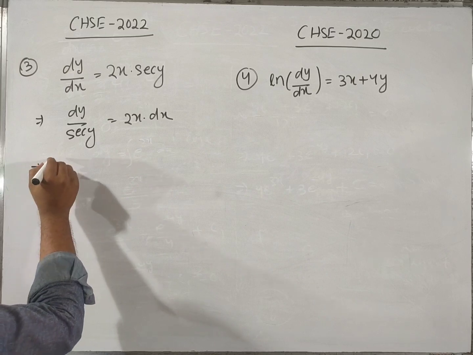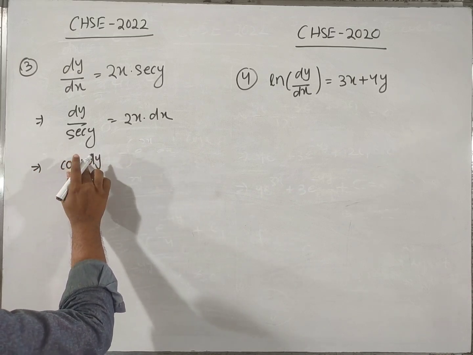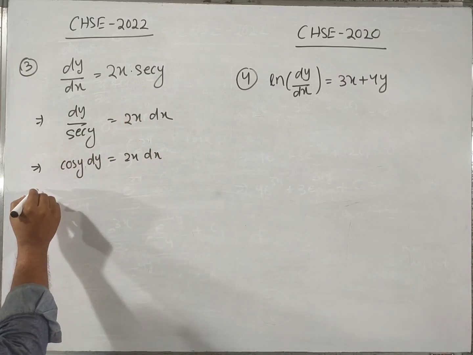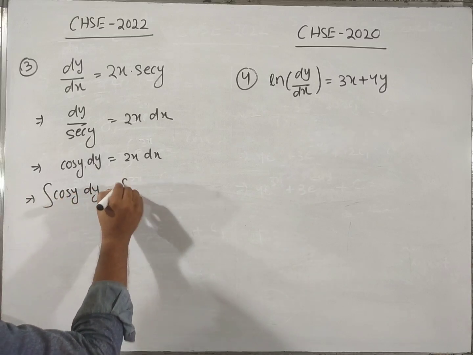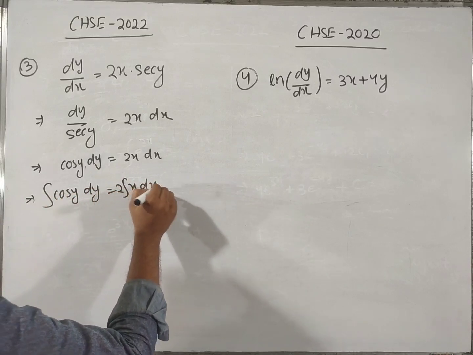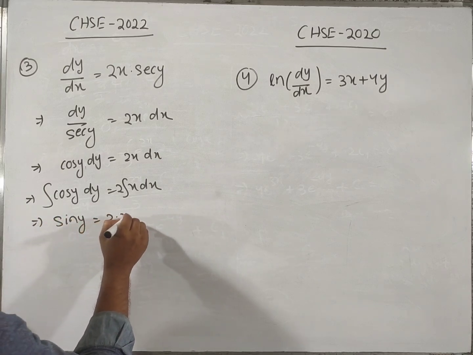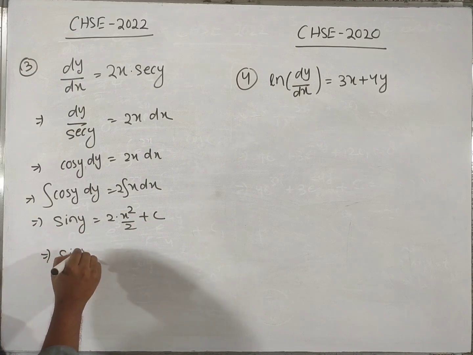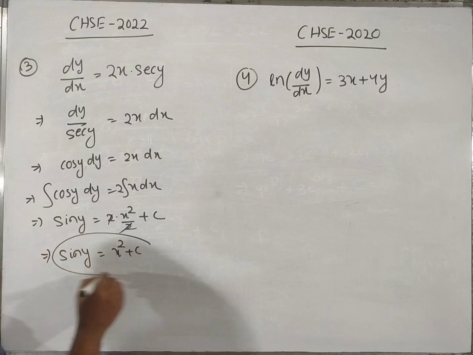Integrating both sides, we have, it can be expressed in the form of cos y dy equals 2x dx. Integrating both sides, we have sin y equals 2 into x square divided by 2 plus any constant c. Then it will be sin y is equal to x square plus c, which is the required answer.